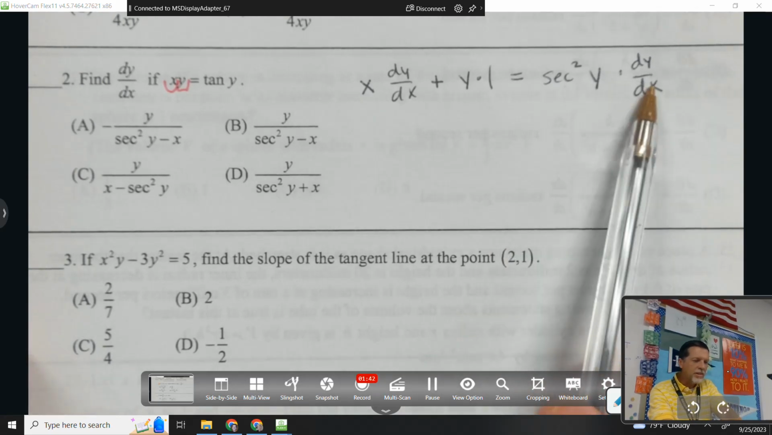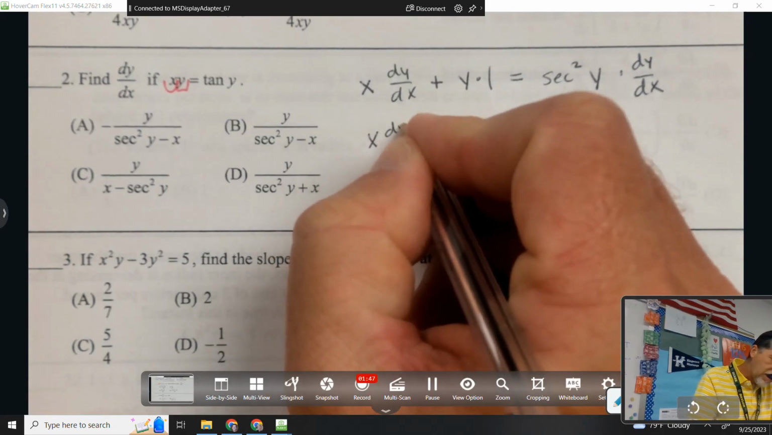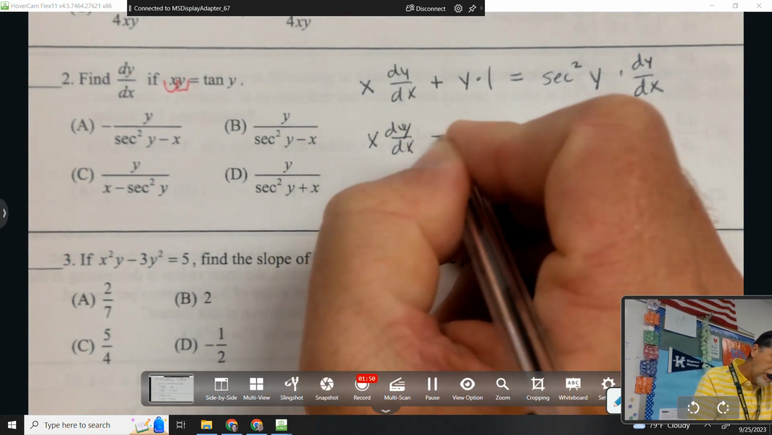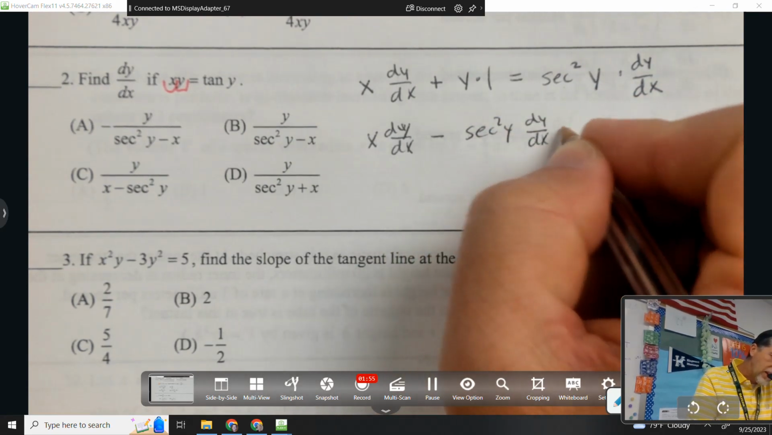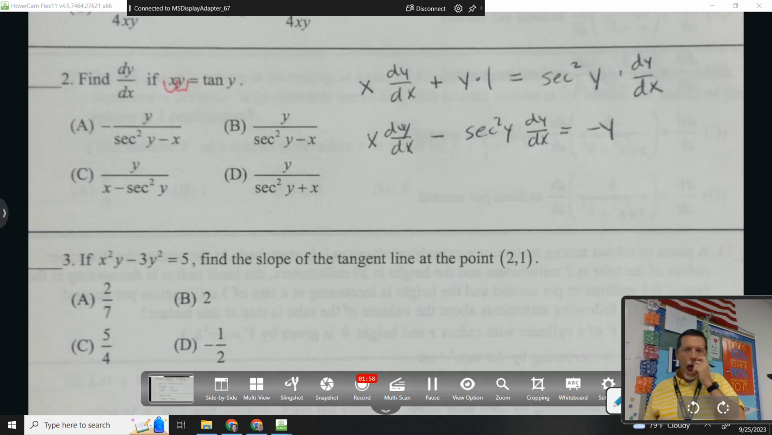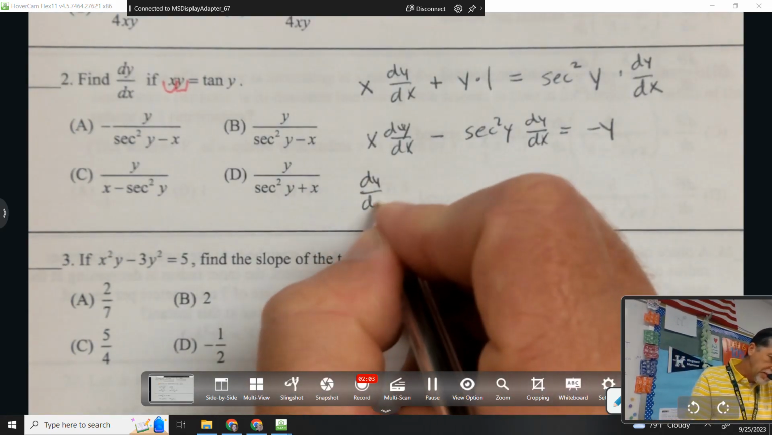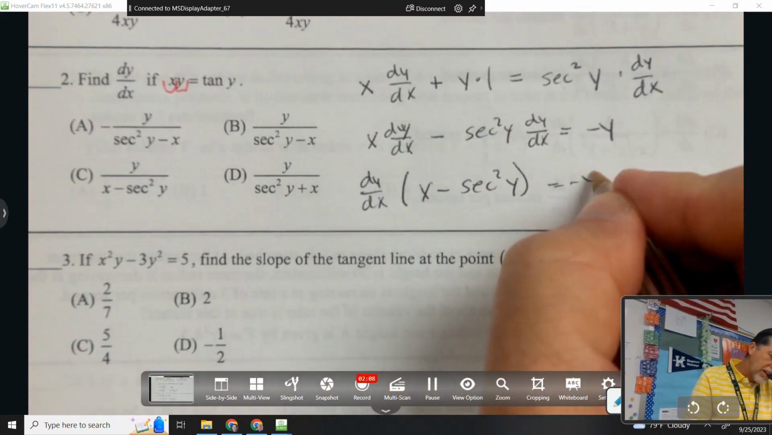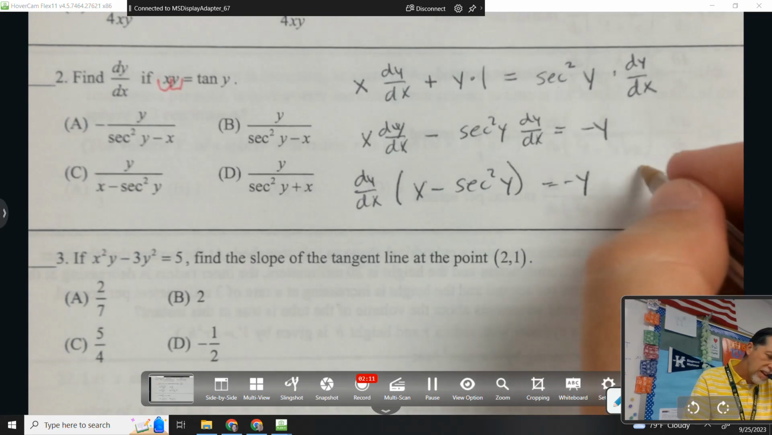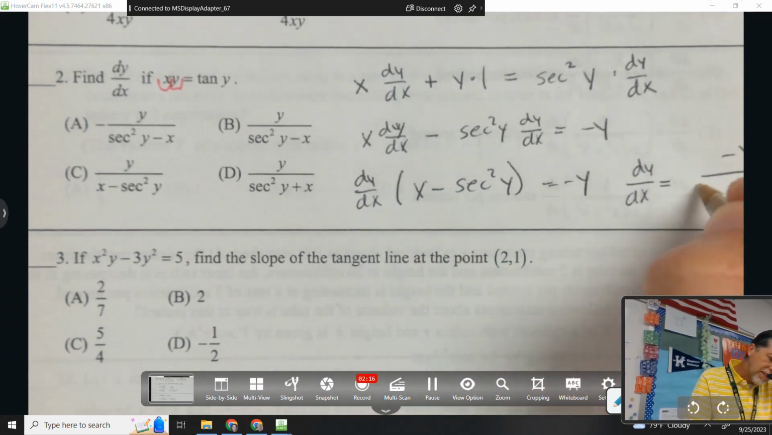Okay, so my calculus is done. Now I need to do some algebra. X dy dx minus secant squared of y dy dx equals negative y. So let's factor out the dy dx. X minus secant squared y equals negative y. Divide both sides by all of that. X minus secant squared y.